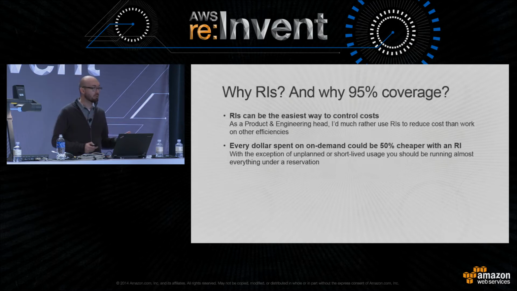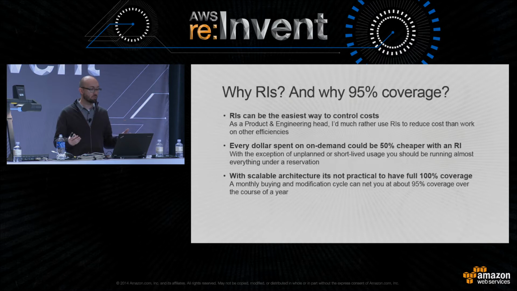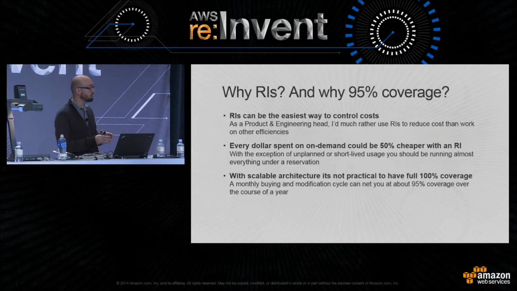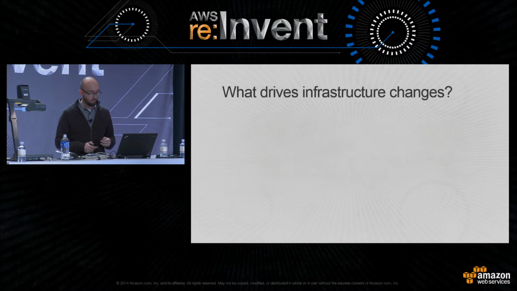Now, the reality with cloud is that you have scalable architecture, and so it's not really practical to have 100% coverage. Which is totally fine. You're going to have auto-scaling. You're going to spin instances up for test or development purposes. There's a whole host of reasons why 100% coverage isn't very practical. But what you'll see when we look through this methodology is that it is fairly practical to get fairly close to 90 to 95% coverage if you follow a fairly iterative approach to RI purchasing and modifications.